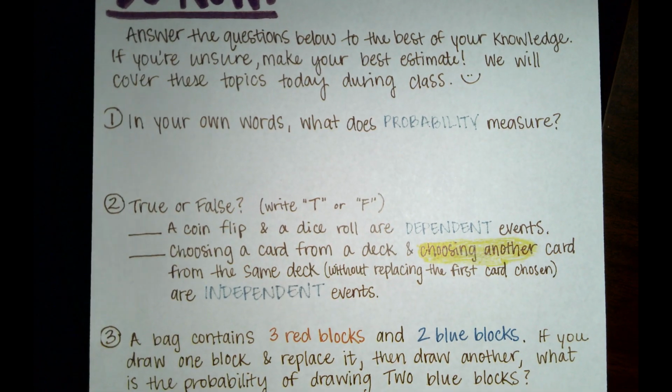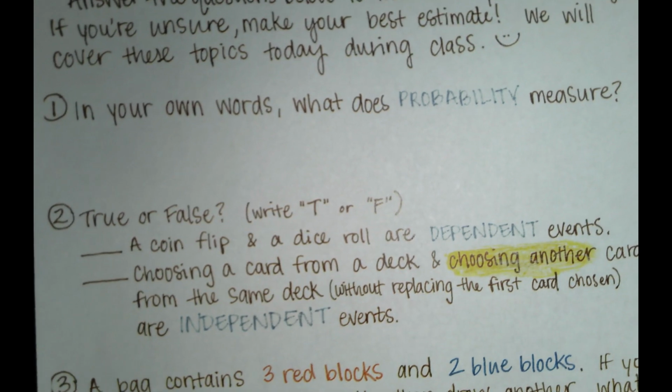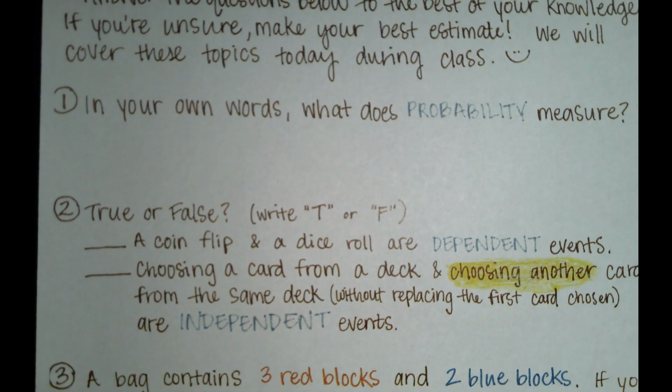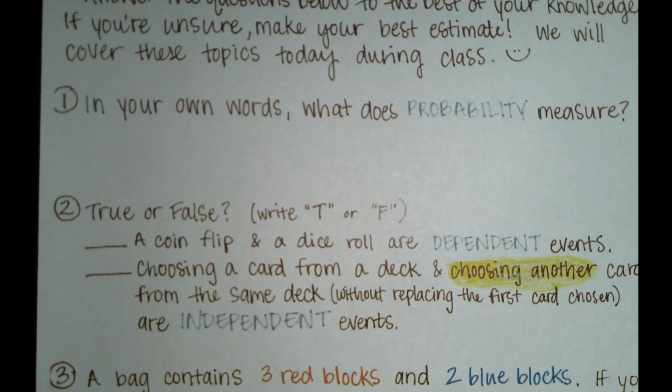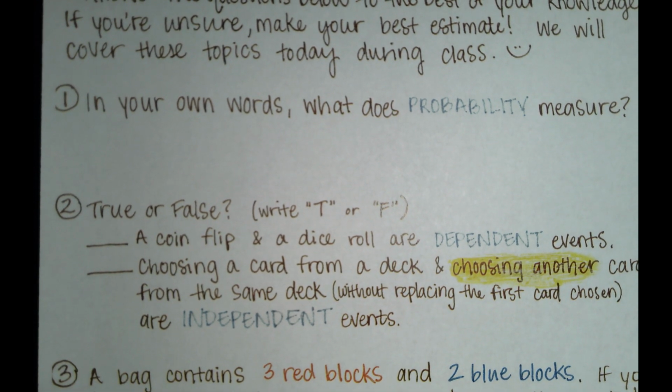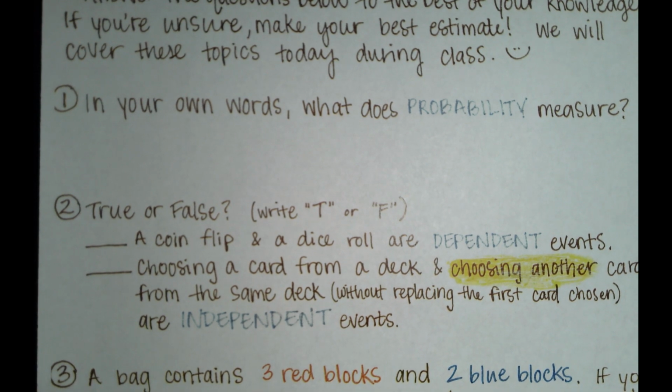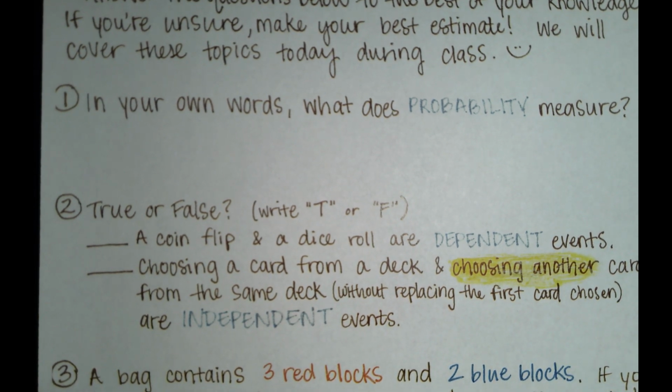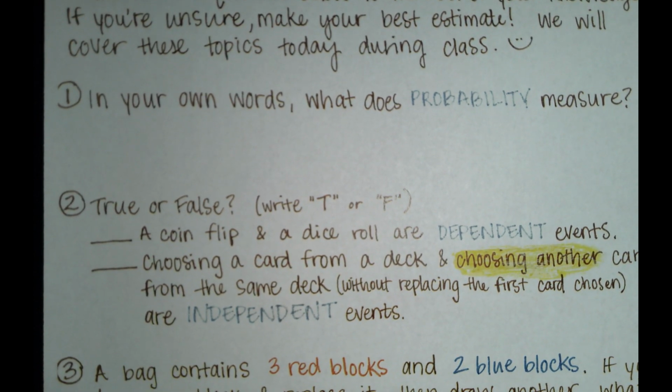So for number 1, I asked you guys in your own words, what does probability measure? Do you guys have any thoughts about what probability might be measuring? The chances of something happening. Yeah, the chances of something happening. So it's kind of like if you think, what's the probability that it will rain today? You could put that as a percentage maybe. Like, oh, there's a 50% chance it would rain. I'm going to give you an actual definition for you to write down. And Chloe, your explanation was pretty much spot on.